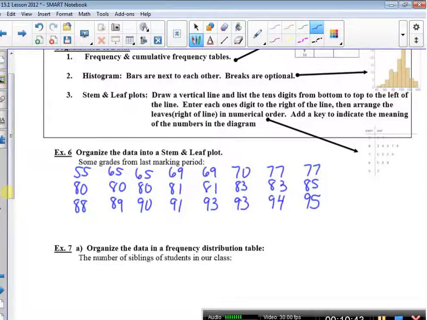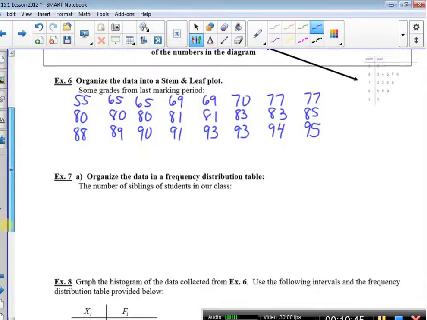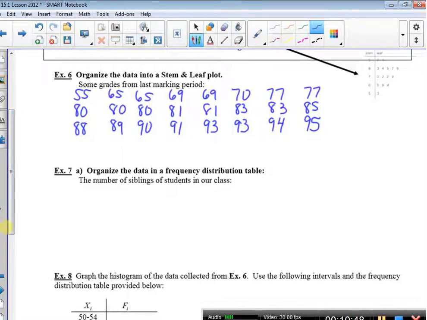Okay, so I put them in order, which makes it more useful. So if we put them into a frequency distribution table, oh, we're skipping. We're doing the number of siblings of students in our class. For this one, I think I just made up some numbers. I should have asked this question during class, and I didn't gather the data.